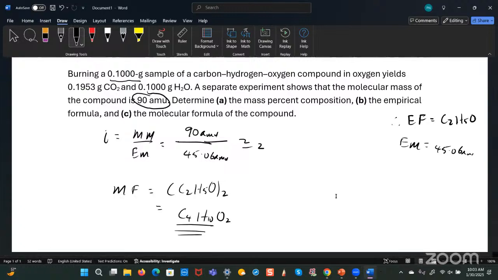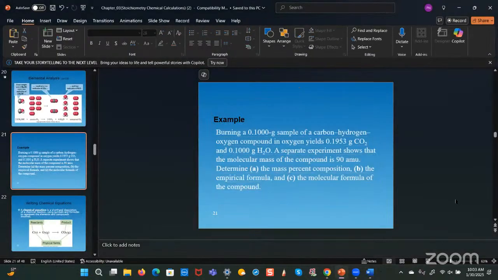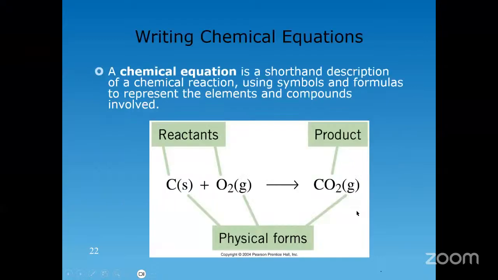Okay, so let me go back to the PowerPoint. Okay, so again, this is a bit of review. I'm just going to go through it rather quickly. We all know what equations represent. Equations are a shorthand way of describing what happens in a chemical reaction. It involves the symbols for the substances involved as reactants and products. The reactants will be on the left side, the products on the right side. And you may get some additional information like state symbols, S for solid, L for liquid, G for gas, and AQ for aqueous solutions.